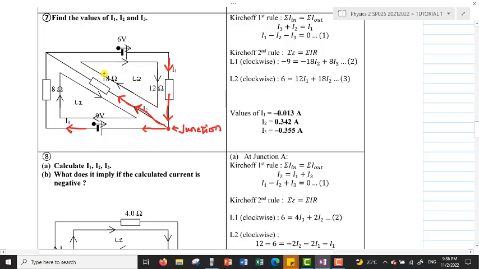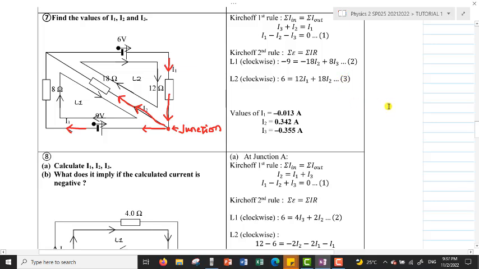We are going to travel clockwise. So compare the direction of EMF 6 volt with the direction of the loop. We find out that they are in the same direction. So we have positive 6, and then current I1 is going to pass through the 12 ohm resistor. The direction of current I1 and the loop is the same. So we have positive I1 multiplied by 12 ohm. Then we have current I2 passing through 18 ohm. The direction of current I2 is the same as the direction of the loop. So we have positive 18 I2. So this is our third equation.